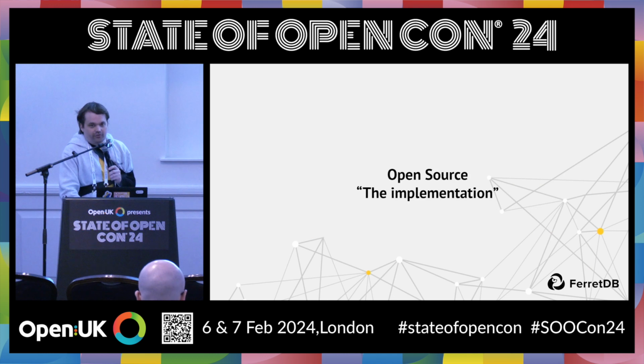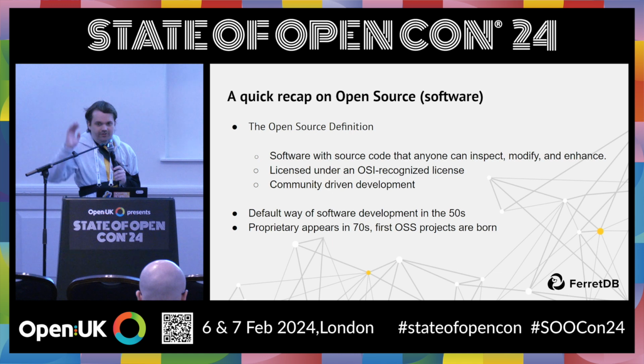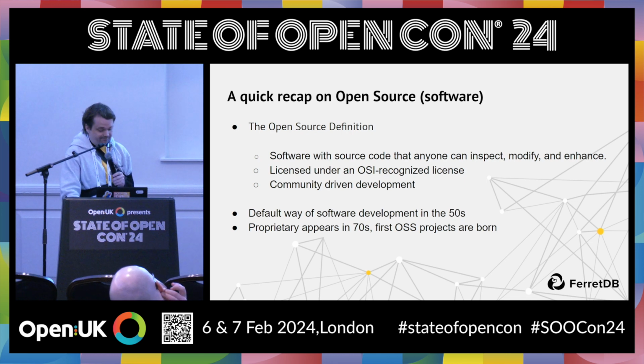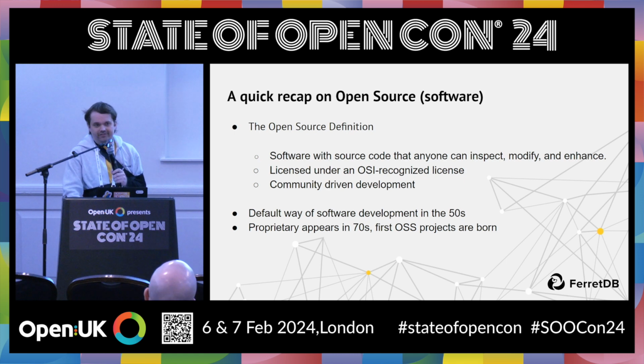So let's look at open source. Again, not going to waste a lot of time with that. Raise your hand if you are not sure what open source is. Yeah, so open source is software which has source code available for anyone to inspect, modify, or enhance. We say open source is software with an OSI approved license. This is sadly contested in the industry.